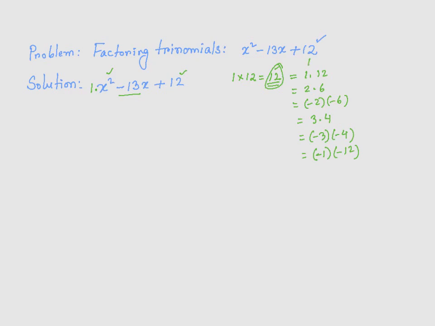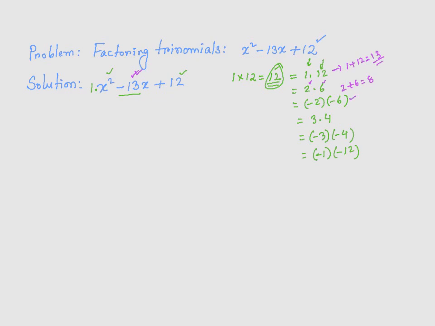Now look, 1 times 12 is 12, but 1 plus 12 is 13. So you have to add these two factors. 1 plus 12 is 13, but I have negative 13, so it doesn't work. 2 times 6 is 12, but 2 plus 6 is 8. Not negative 13, what I'm looking for right here, negative 13, the coefficient of the middle term. So 1 plus 12 is equal to 13, but we need negative 13.